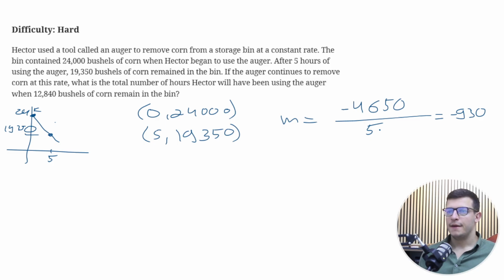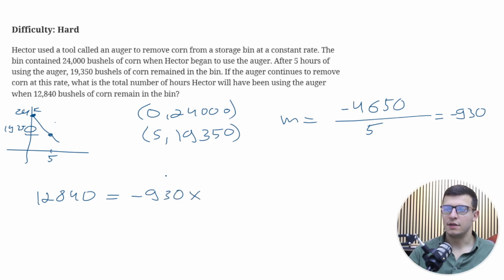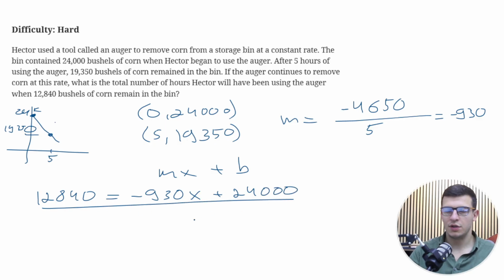And what do we need? If the auger continues to remove corn at this rate, what is the total number of hours Hector will have been using the auger? Okay, so we know at some point it's going to become 12,840. And we know our slope, 930, and x, this is our mx basically, and we know our b. What's our y-intercept? At the very beginning, when we didn't start, we had 24,000, right? That's it. This is going to be our linear equation, and then you can move things around and solve it.